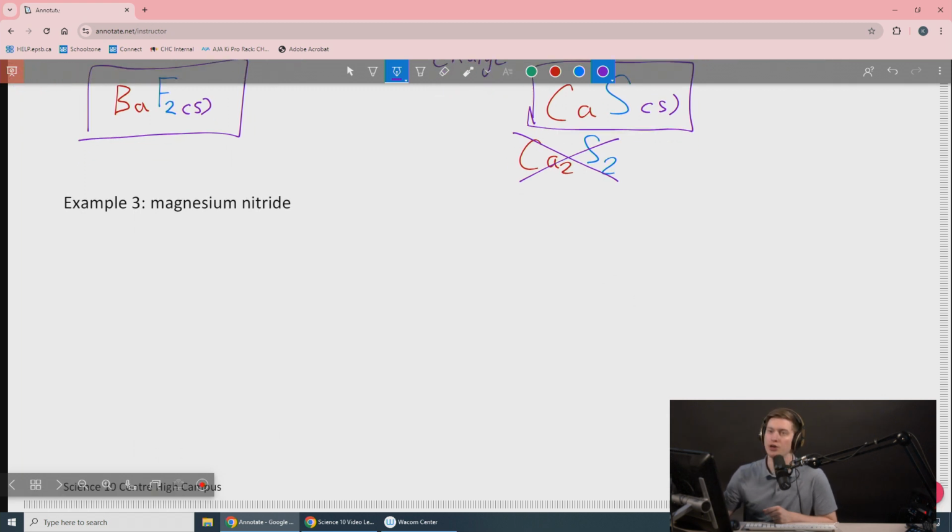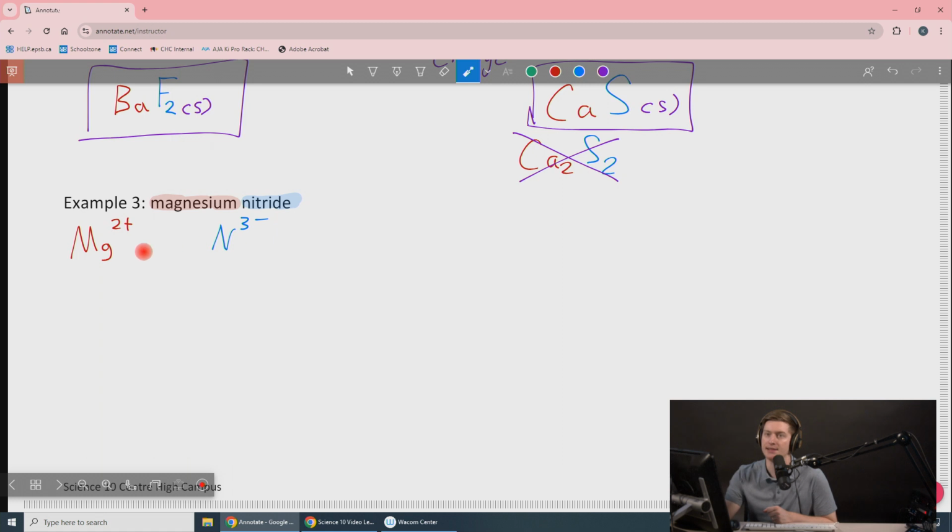Example 3 is a little bit trickier. Magnesium nitride. If you're looking at your periodic table, you do some searching. Magnesium's number 12. Magnesium as a cation is Mg2+. Nitride, nitrogen's number 7, and nitride, the anion form, is 3-. These numbers don't easily cancel out. Our starting charge for our negatives is 3-, and our starting charge for our positives is 2+.